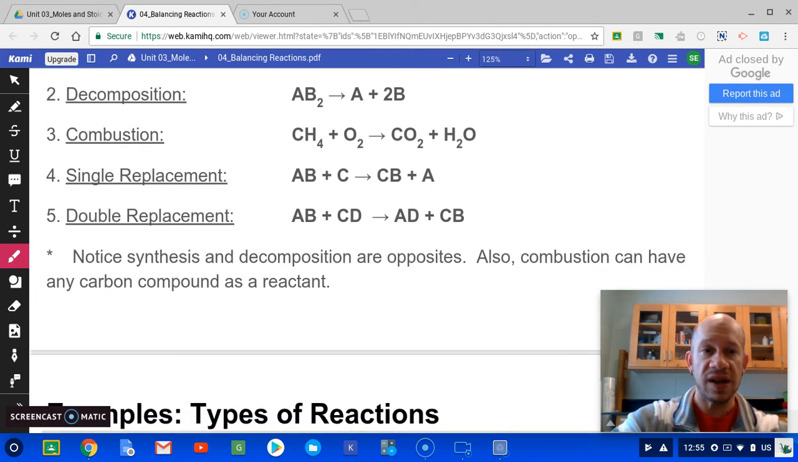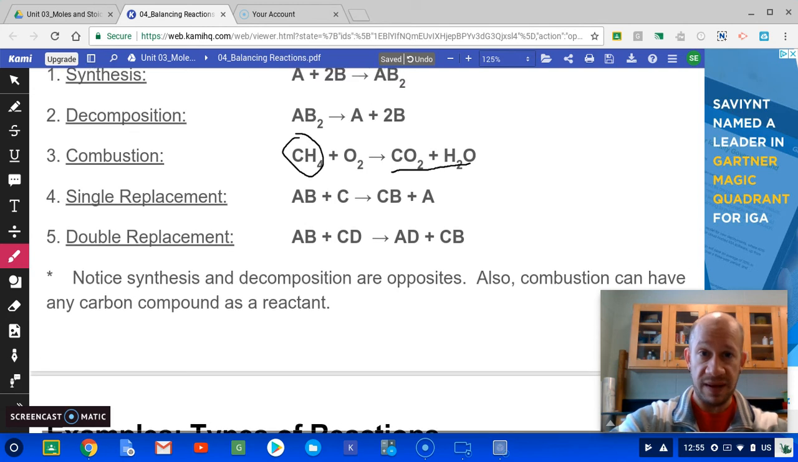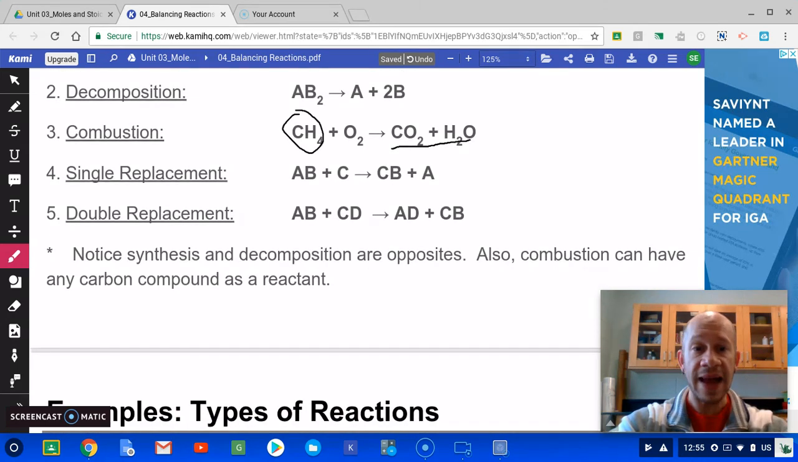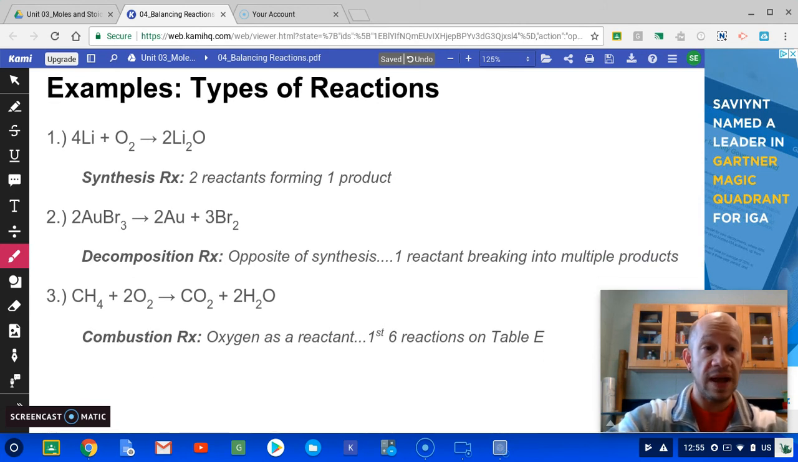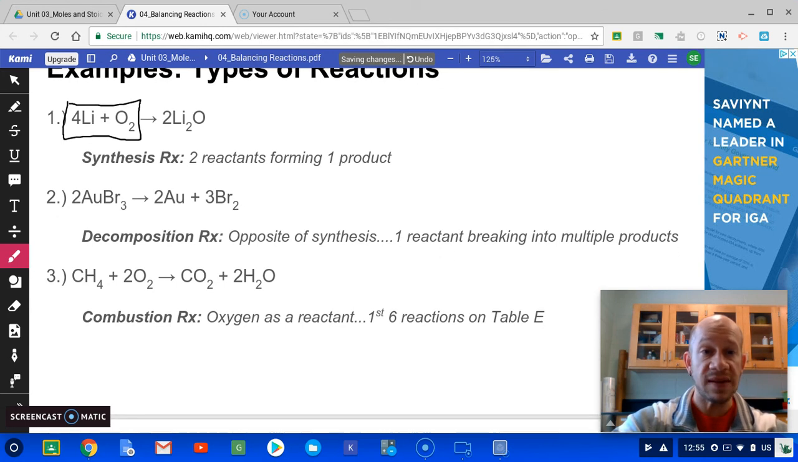Also, combustion can have any carbon compound as a reactant. So this I can change to anything. What I'm always going to get is carbon dioxide and water. So have these listed. The types of chemical reactions takes a little bit of practice. So for example, a synthesis reaction, 2 reactants forming 1 product. That's our key factor here. Here are 2 reactants, and there's only 1 product. Decomposition is the opposite. I have 1 reactant forming 2 products or more.